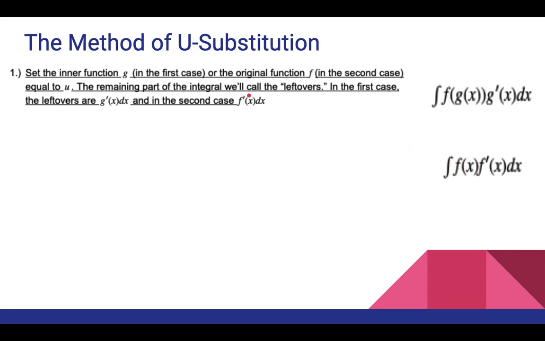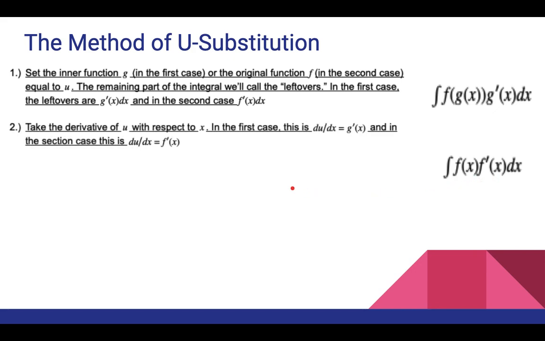The remaining part of the integral is what we're going to call the leftovers. In the first case, our leftovers are going to be g prime of x dx, okay? So whatever does not contain a u is going to be leftovers. So f of u is not going to be a leftover. G prime of x dx will be our leftover. And in the second case, we set f of x equal to u, which means our leftover is going to be f prime of x dx, okay?